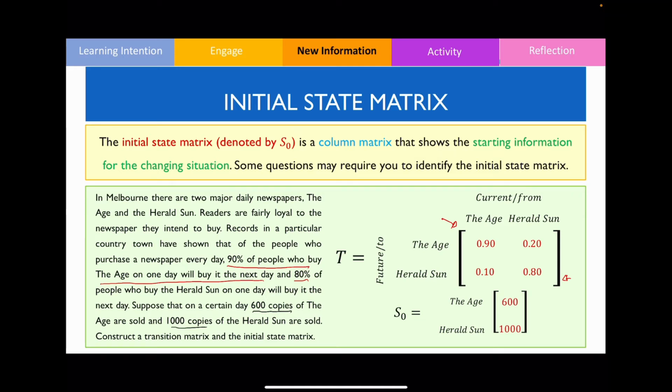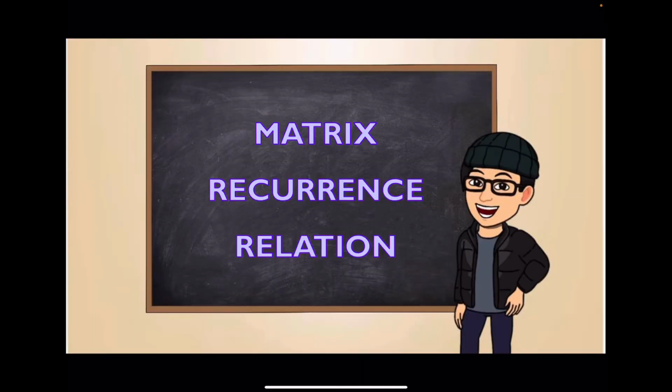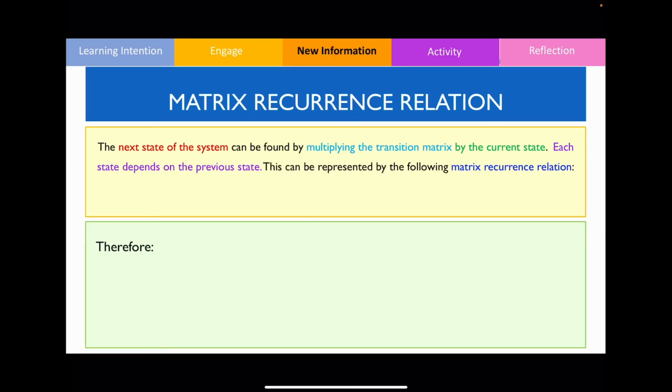The next thing that we're looking at is matrix recurrence relations. So when we're trying to find out what is the next state or the next condition of a system, this can be found when you multiply the transition matrix by the current state. Each state depends on the previous state, and this can be represented by the following matrix recurrence relation. So there are two formulas that you could use, but the way that our textbook uses is in this particular format, but sometimes in some trial exams, you may encounter it in this particular format over here.